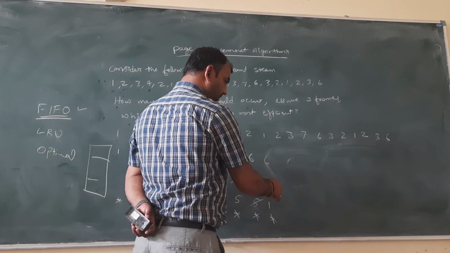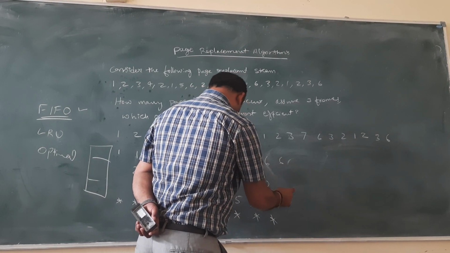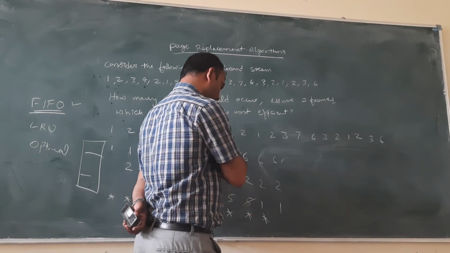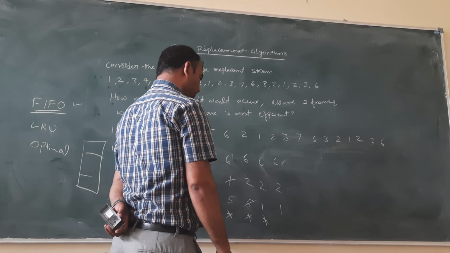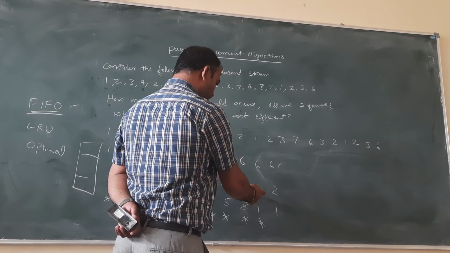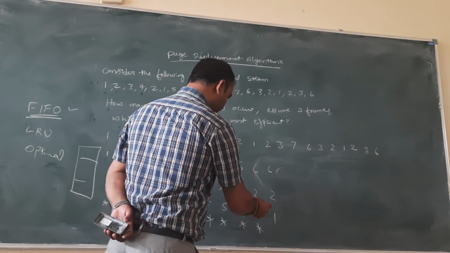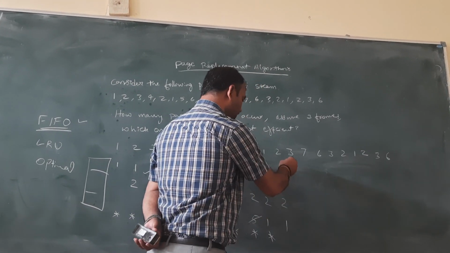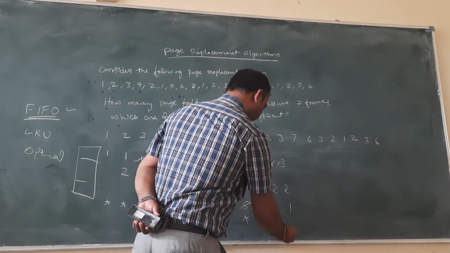So 2 is required. There is no page fault. 3 we need. Keep as it is: 6, 2, 1. Then 3 is required. Among these things, which one came first? 6 came first, then 5. So replace 6 with 3, giving 3, 2, 1.